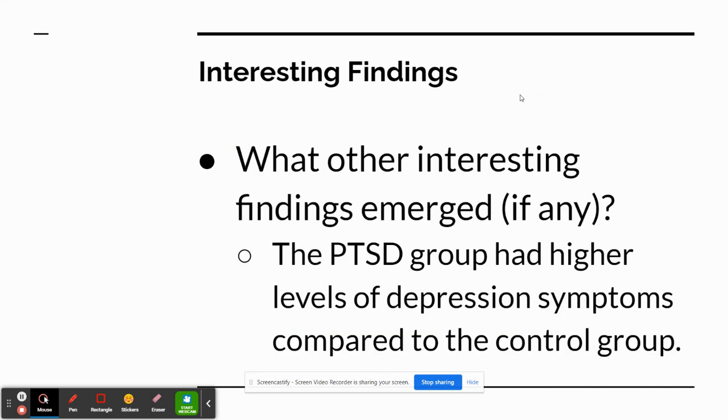And then other interesting findings. What other interesting findings emerged, if any? There was one that I did find to be interesting. The PTSD group had higher levels of depression symptoms compared to the control group. These were measured at the beginning of the experiment with surveys and diagnostic criteria for individuals with PTSD. Compared to the control group, they had higher levels of depression symptoms, which does make sense, as that can result from being diagnosed with PTSD, like feelings of depression because of all the stress that's going on in your life. I thought that was interesting to note.